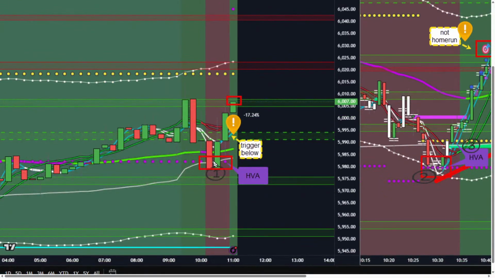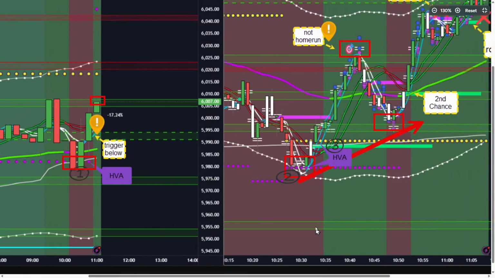So there's your termination. There's your HVA line, but they didn't come back and get you. So while the read was beautiful, it doesn't look like it gave you an entry. And then when everything is continuing up, you're above the zone.